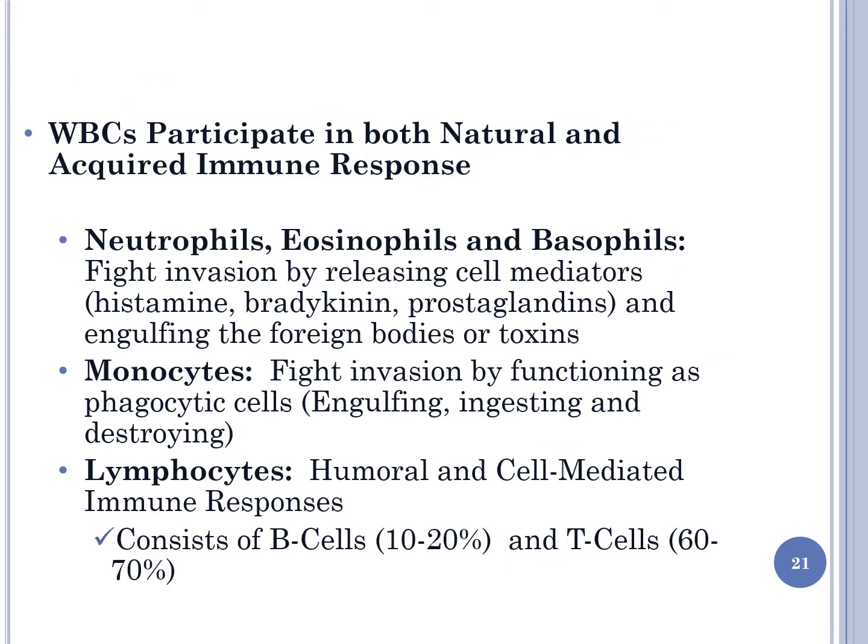All right. So your WBCs participate in both natural and acquired immune response. So that's the key word always. Is it natural versus is it acquired? So just get familiar with that terminology. So this is just some background information. So you have neutrophils, eosinophils, and basophils. So all of these are WBCs that are basically releasing cell mediators. So it can be things like histamine, bradykinin, prostaglandins to engulf the foreign bodies or toxins.